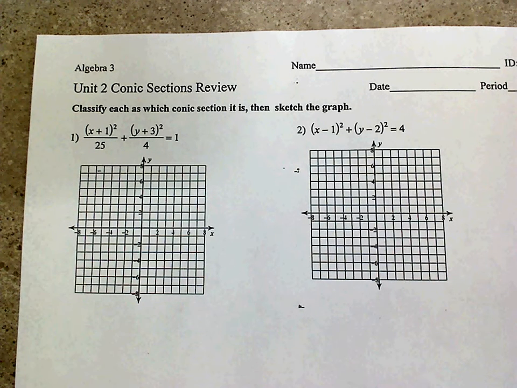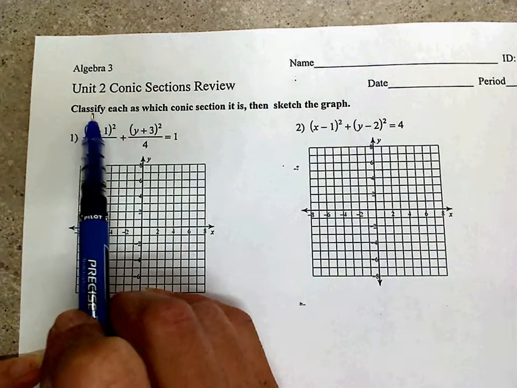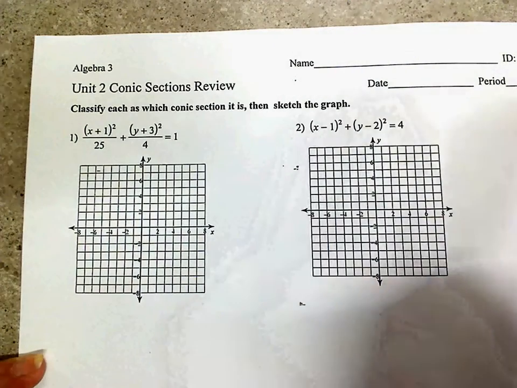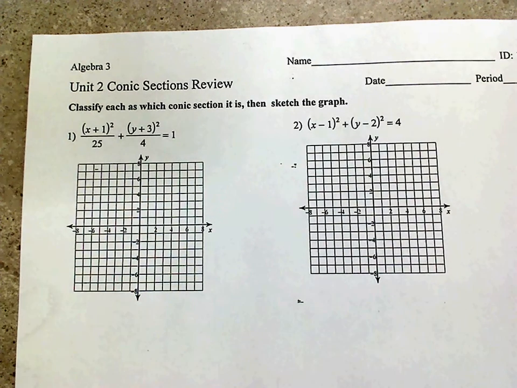This video will comprise numbers 1 through 4, which is your page 1. Alrighty. First part, classify each as which conic section it is, then sketch the graph, okay? So before we start, let's do a little bit of review to help you all. So you guys ready? Alright, here's your review.